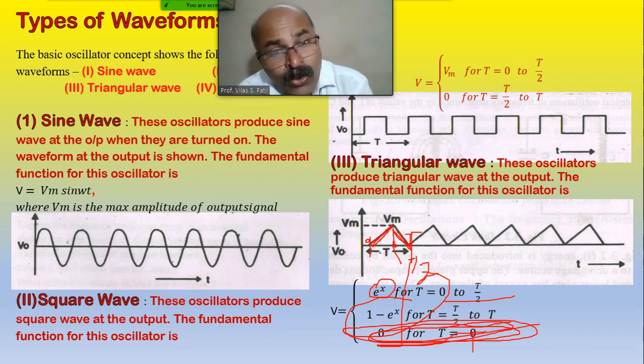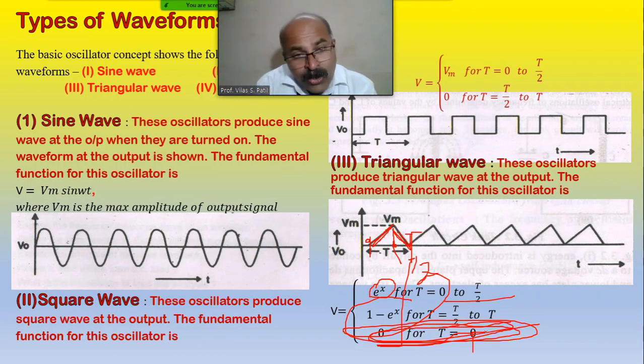When t is equal to 0 and t is equal to T, it will be equal to 0.